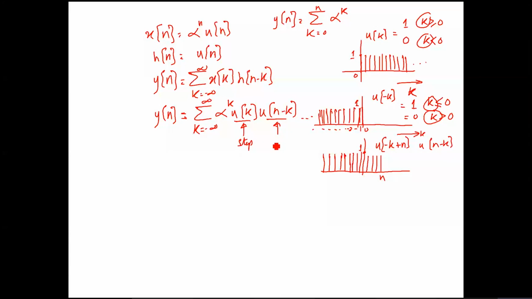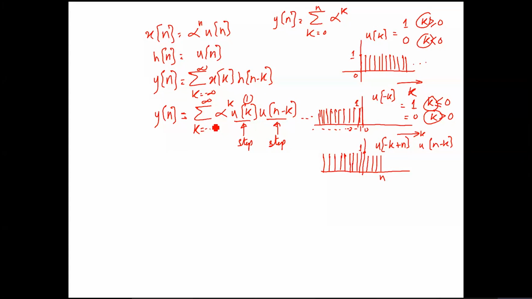So if you have this step signal u of anything inside a summation, the only effect this step signal has is that it will just change your limits. Why do we say it changes your limits? Let's take them one by one. Let's take this one first.